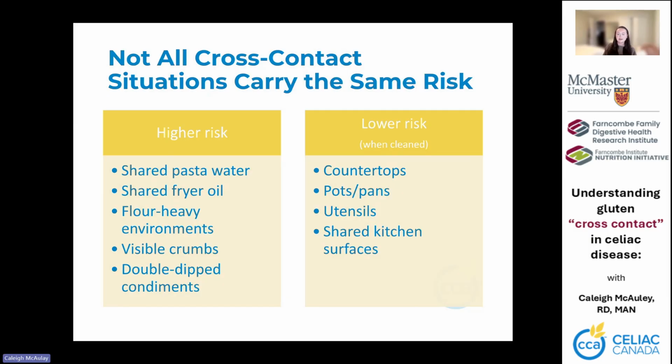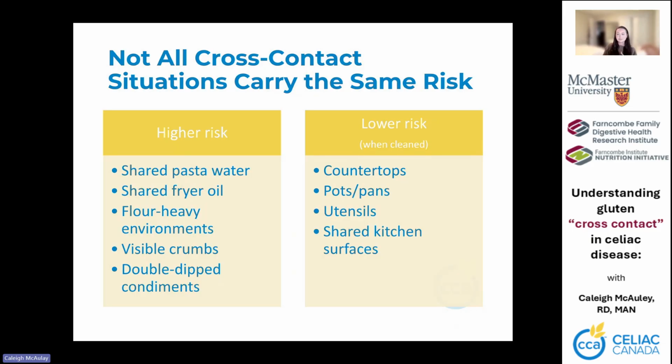Some higher risk examples are situations that include shared pasta water, shared fryer oil, flour-heavy environments, visible crumbs, and double-dipped condiments. Some lower risk situations, when properly cleaned, include countertops, pots, pans, utensils, and shared kitchen surfaces. I think this is really where we start shifting away from fear-based thinking to evidence-based thinking.